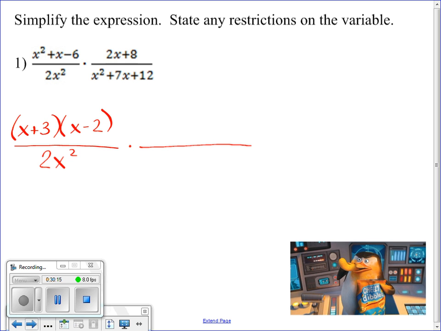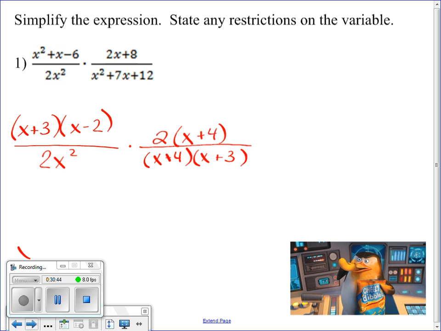Can I factor the top? Take out a 2. So I have x plus 4. The bottom? Does anybody know how that factors? Good. X plus 4, x plus 3. So you go through the entire problem and you factor everything that you can. Okay? All right, what's step 2?